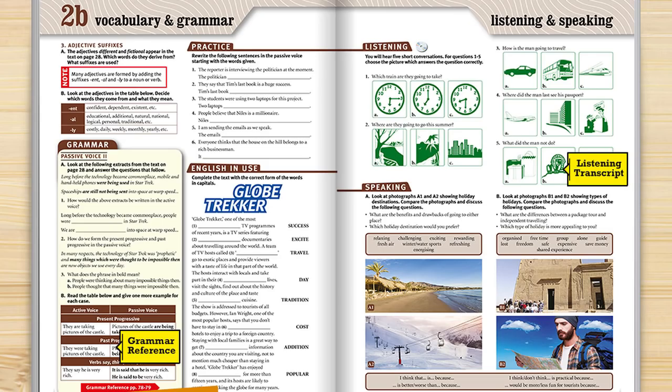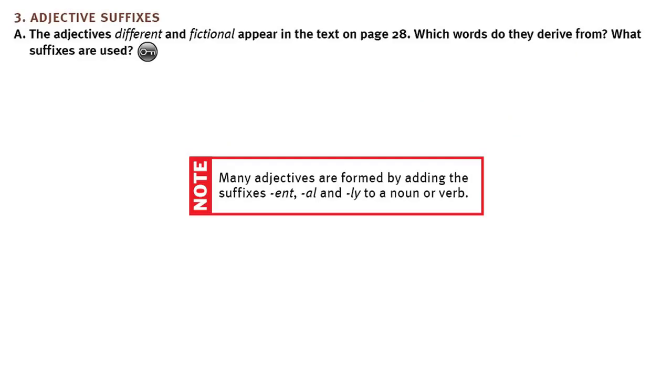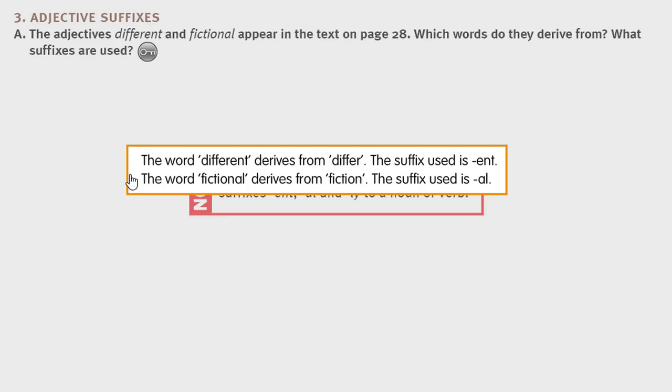2b. Vocabulary and grammar. 3. Adjective suffixes. إضافات للصفات. A. The adjectives different and fictional appear in the text on page 28. Which words do they derive from? What suffixes are used? من أين أتت هذه الكلمات? The word different derives from differ. The suffix used is ent. The word fictional derives from fiction. The suffix used is al.